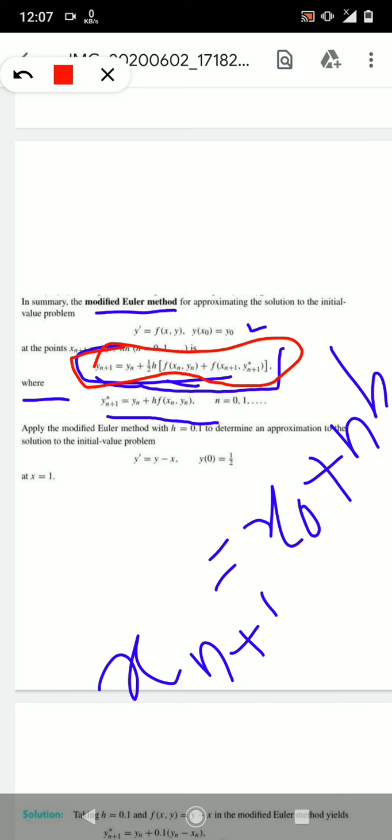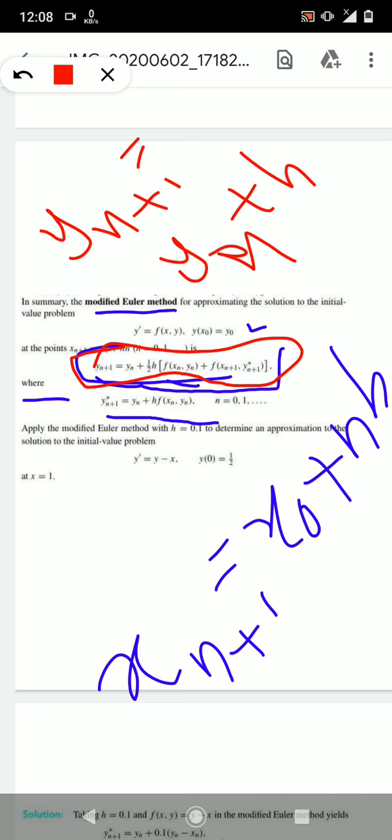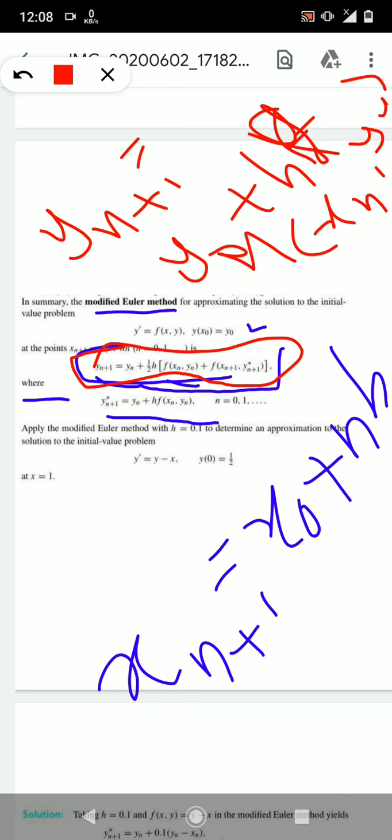So in the case of Euler's method, y_{n+1} is equal to y_n plus h times f(x_n, y_n). In this case, y_{n+1} is y_n plus half h times f(x_n, y_n) and one extra term, f(x_{n+1}, y*_{n+1}), where y*_{n+1} is equal to y_n plus h times f(x_n, y_n).